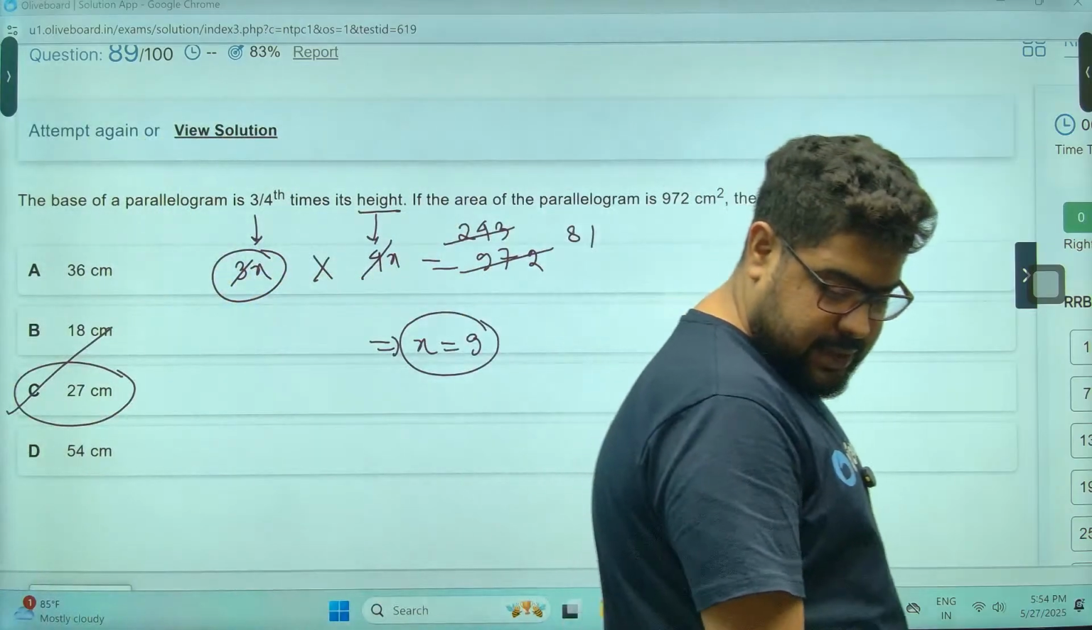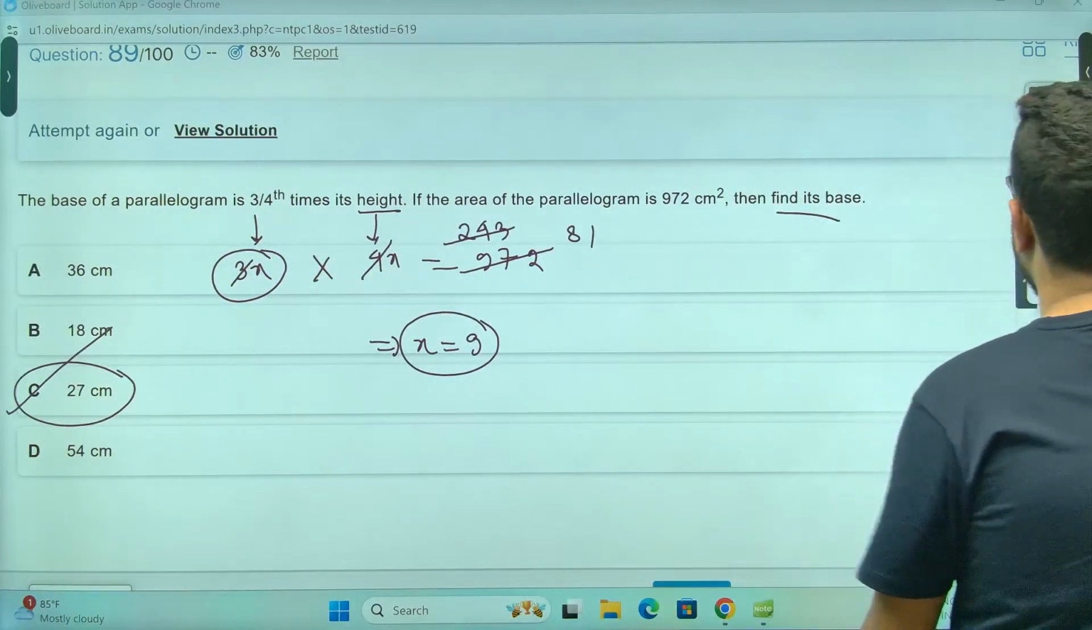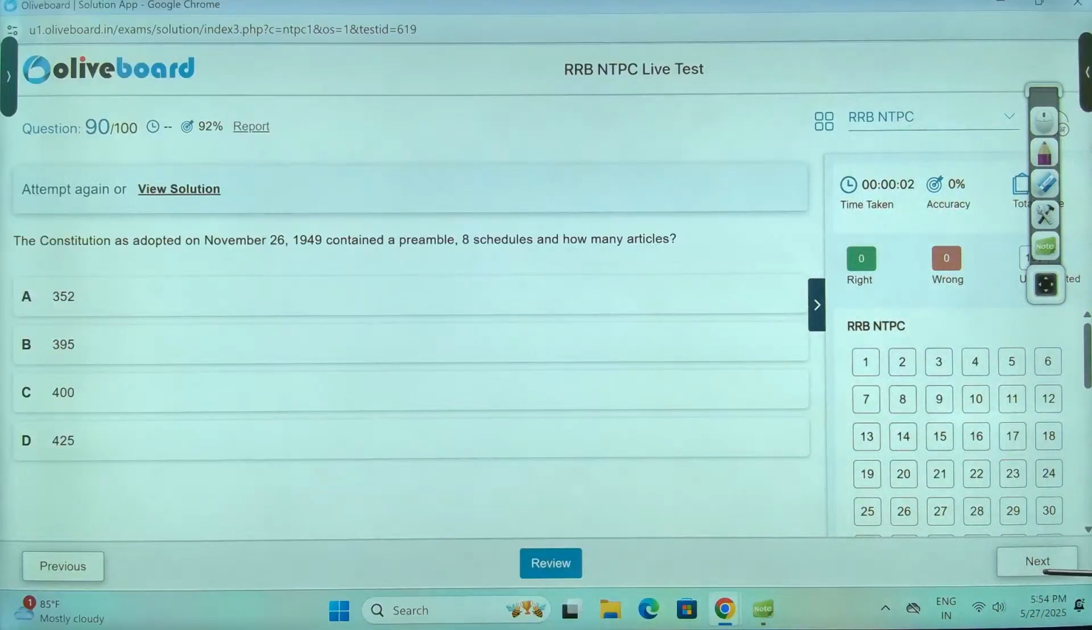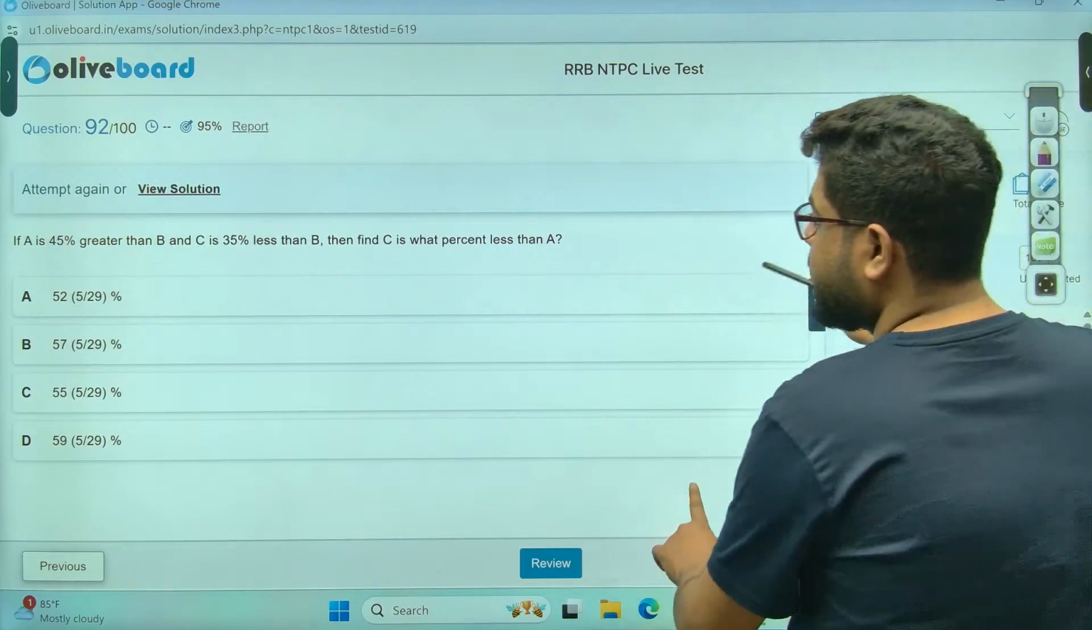Yes, Anirban, Reena, you guys are correct. You guys are correct, everyone. Very, very good. Let's go, let's go.